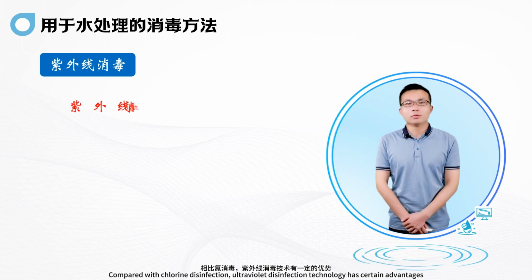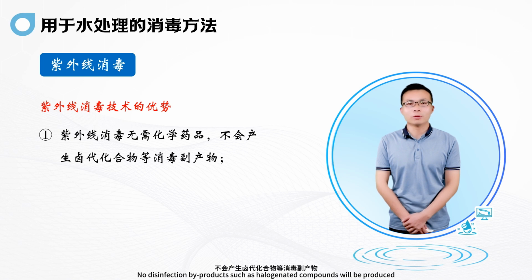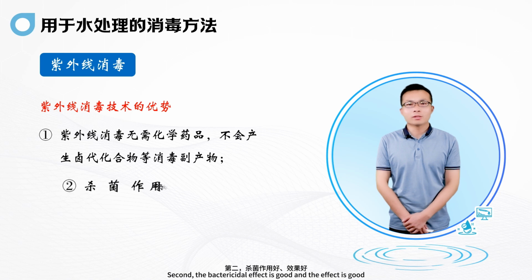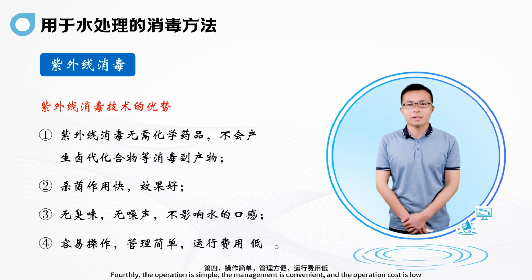Compared with chlorine disinfection, ultraviolet disinfection technology has certain advantages. First, ultraviolet disinfection does not require chemicals. No disinfection byproducts such as halogenated compounds will be produced. Second, the bactericidal effect is good. Third, it has no odor, no noise and does not affect the taste of water. Fourth, the operation is simple, the management is convenient, and the operation cost is low.